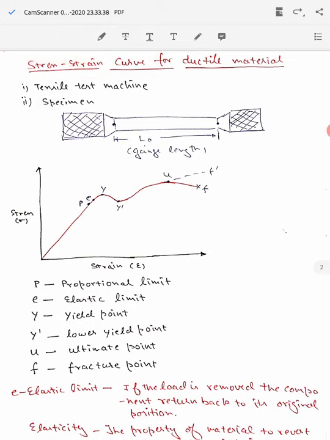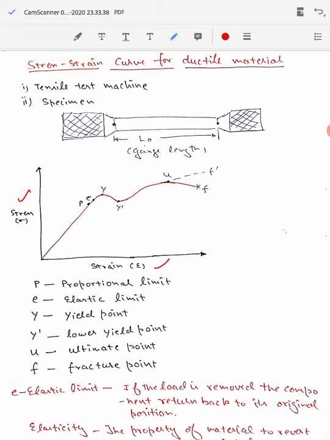Some salient points which occur in this stress strain curve are written down over here. We can see point P, point E, point Y dash, point U and point F marked on this graph. Now there is an importance associated with each of these points. Let's first talk about the E point, which is the elastic limit point.